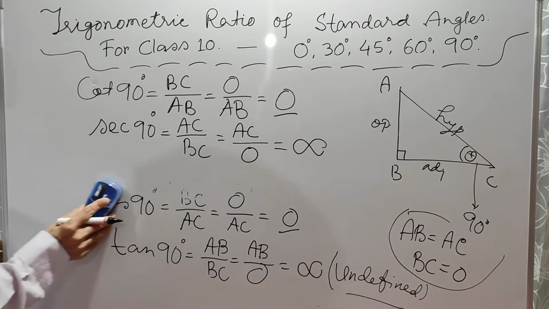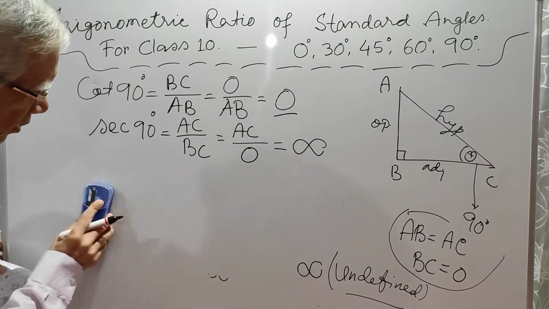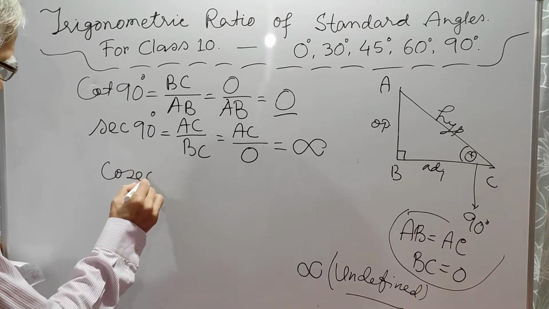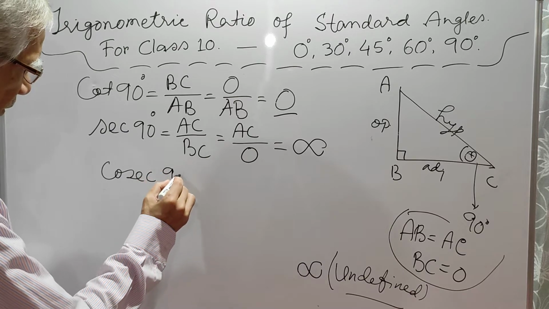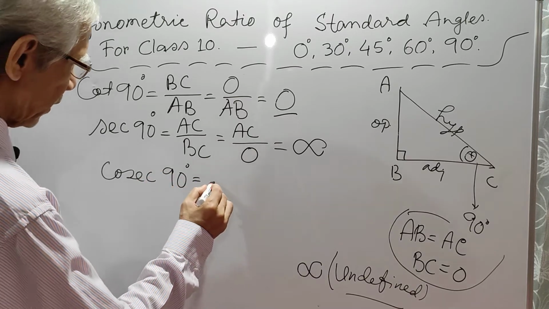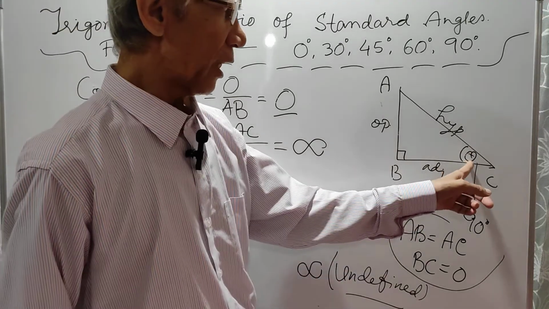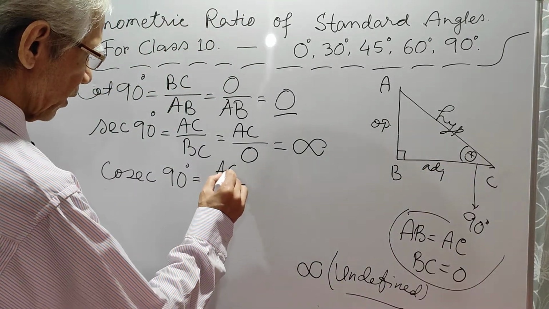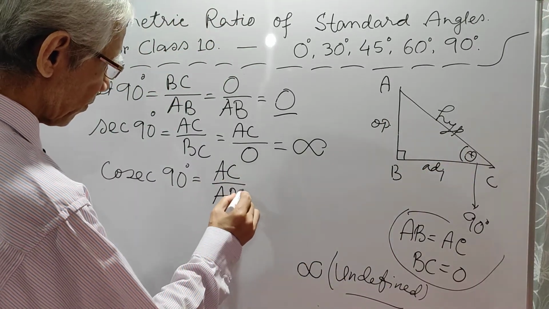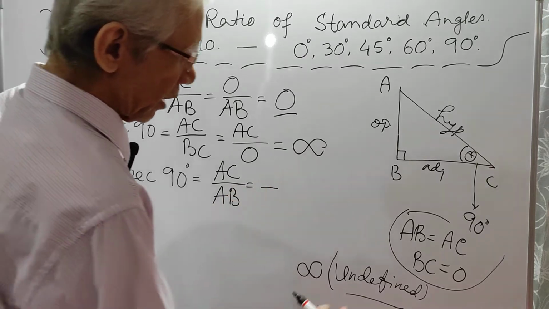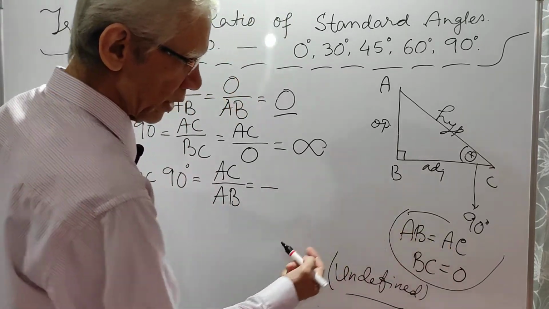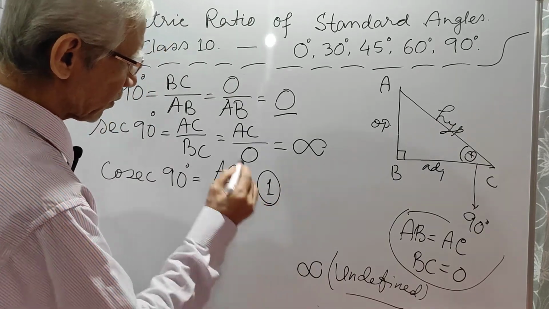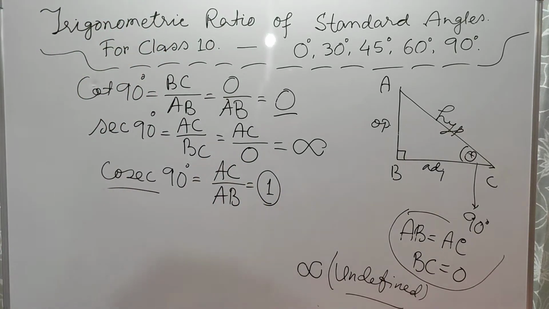Now at last, cosec 90. So what is cosec 90? Cosec of this angle is hypotenuse by opposite. So AC by AB. Now you see AC and AB are equal. Therefore, this will be simply 1. So 1 is the value of cosec.